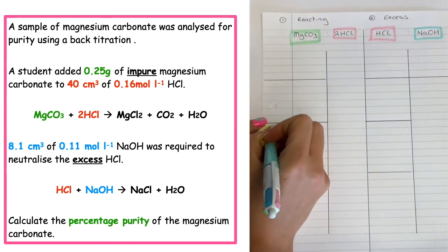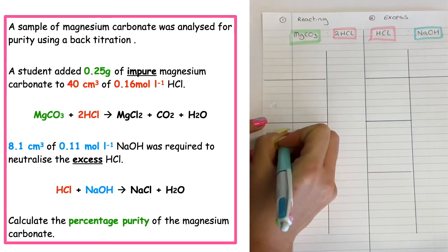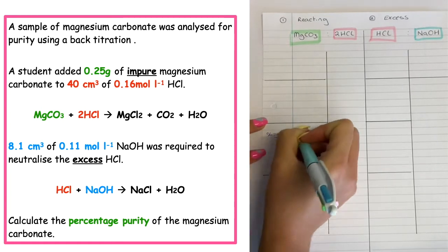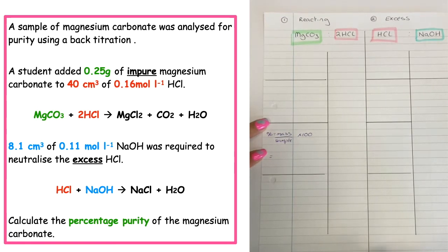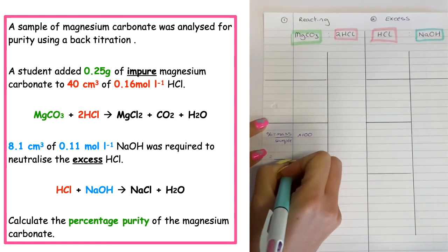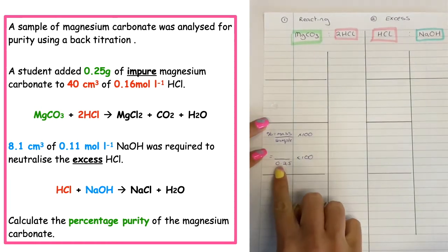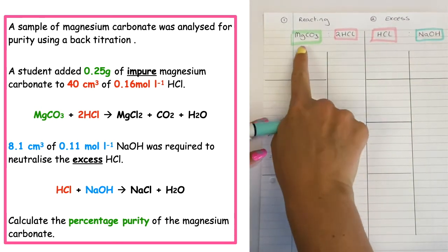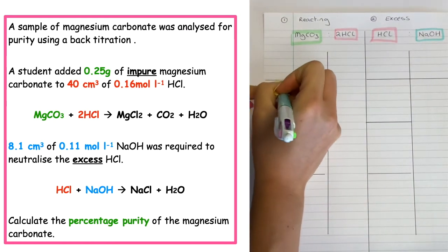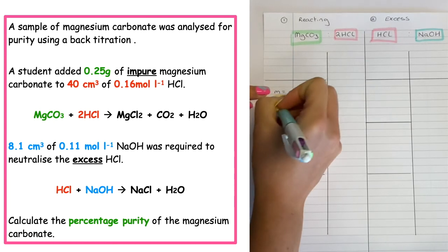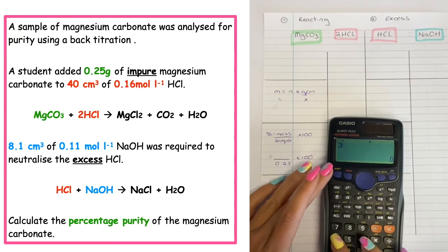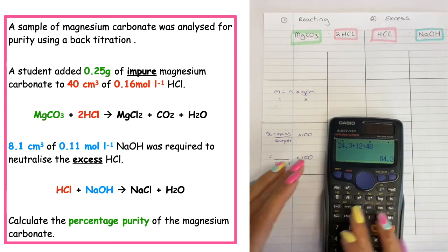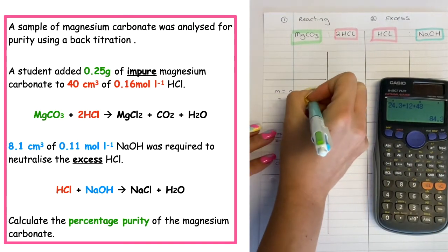So in this box here, we'll do percentage is equal to mass over sample, times by 100. The sample will usually be given at the beginning of the reaction, and the sample size they're giving us is 0.25 grams. To complete this equation, we need to calculate the mass of the magnesium carbonate. So in this box here, mass is equal to number of moles times GFM. The GFM we can work out. We've got magnesium, which is 24.3, plus carbon, which is 12, plus 3 oxygens, which is 48, which gives us a GFM of 84.3.